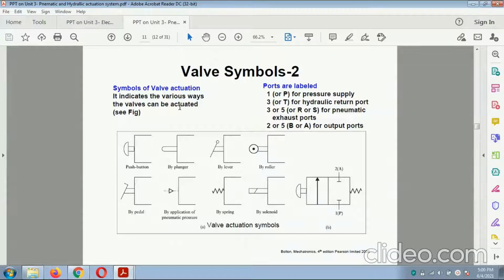Valve symbol 2, that is the symbols of the valve actuation. It indicates the various ways the valves can be actuated. The ports are labeled 1 for pressure supply, 3 for hydraulic return port, 3 or 5 for pneumatic exhaust, and 2 or 5 for the output. So these are the various types of actuating valve. That is the push button valve, plunger valve, lever, roller, paddle, application of pneumatic pressure, spring, and solenoid.